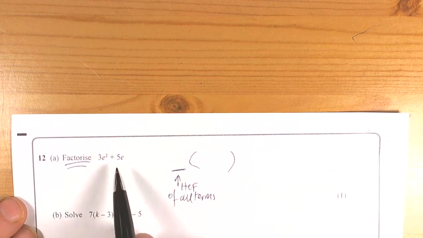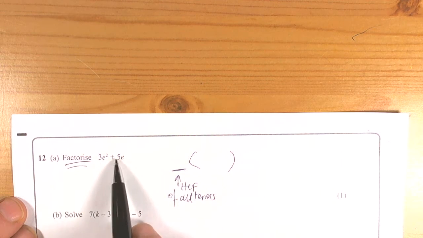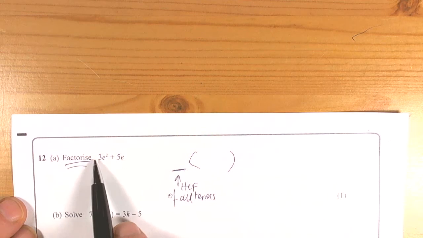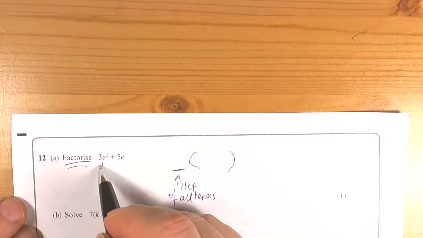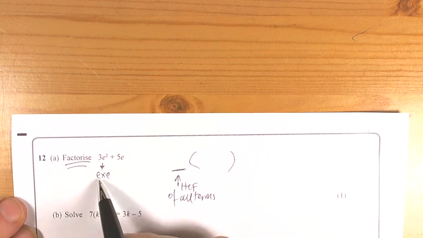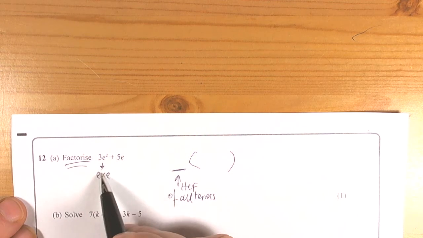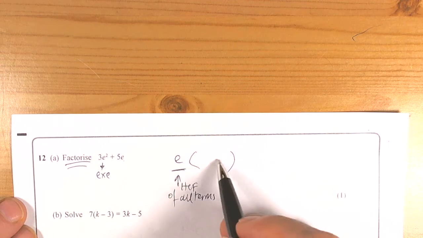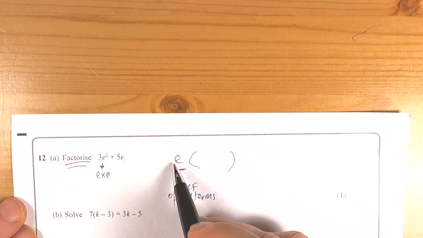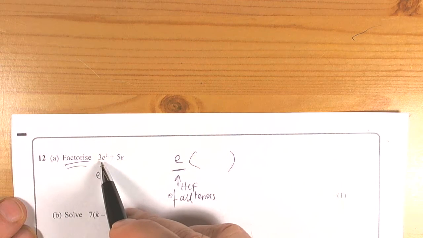So when we look at this, we can see that 3 and 5, there's no common factor apart from 1, so that won't change those two when we divide by 1. But when we look at the e part, we can see e squared. Well, that means e times e, and that's an e, so therefore there's a common factor of e. So outside here we'd be putting e, and then whatever goes in the bracket has to multiply by e to give you back the original statement.